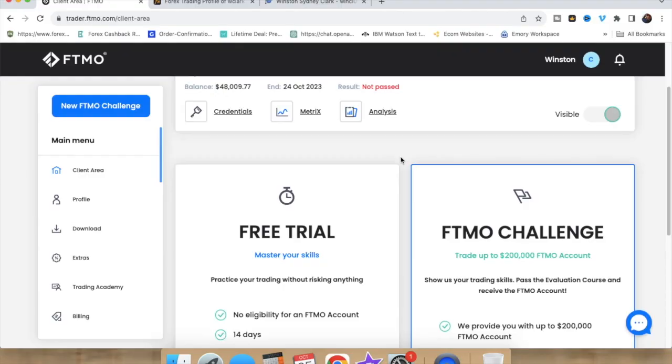But I'm going to go ahead and sign into the client area on FTMO, so that way we can kind of go over my results. Okay, so I am signed into my FTMO client area now. And as you can see right here in red, it says not passed. So I'm going to go ahead and go to metrics.